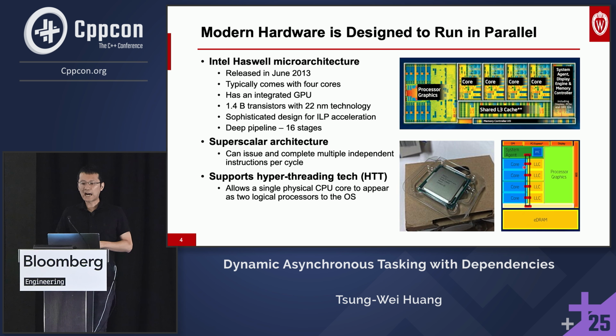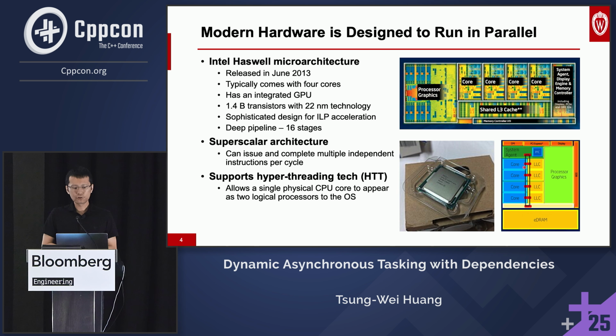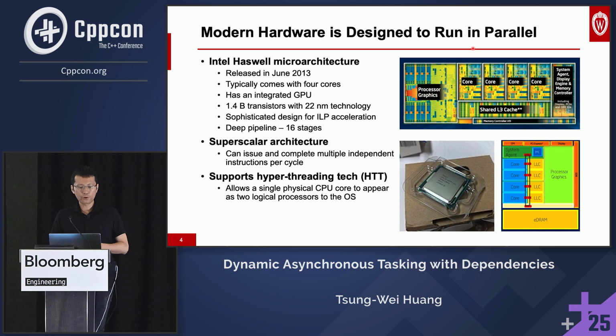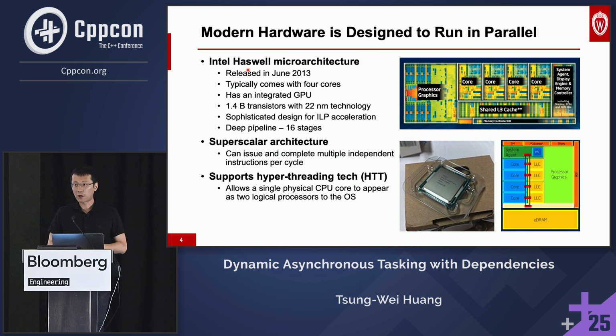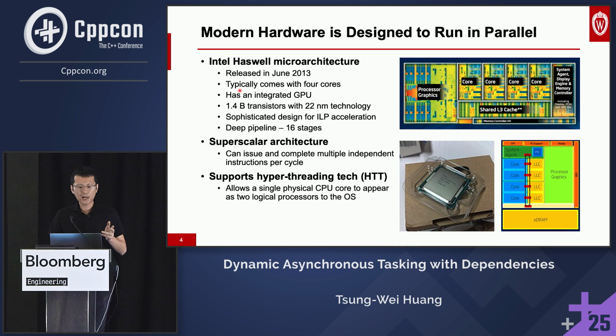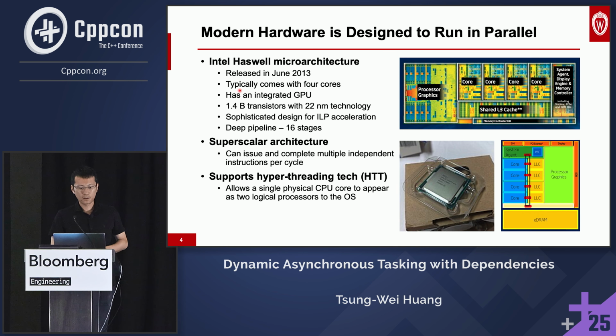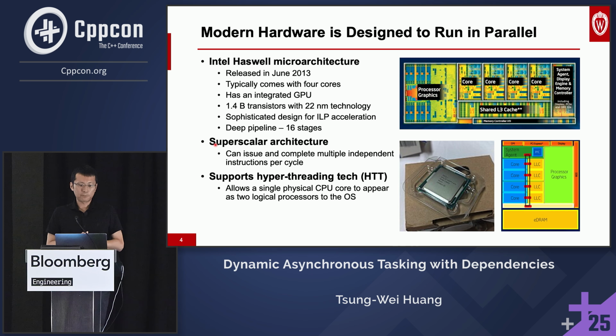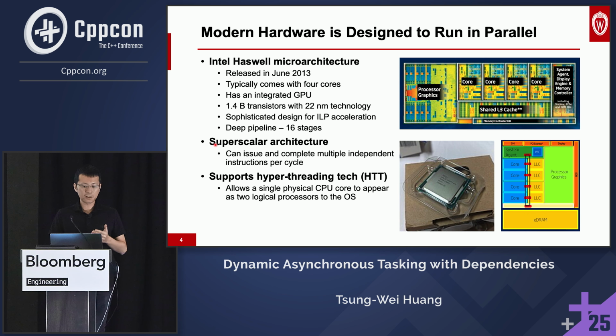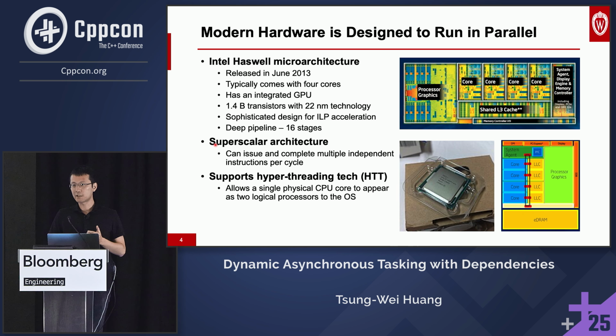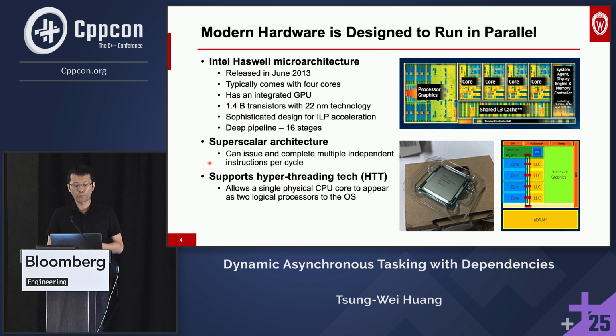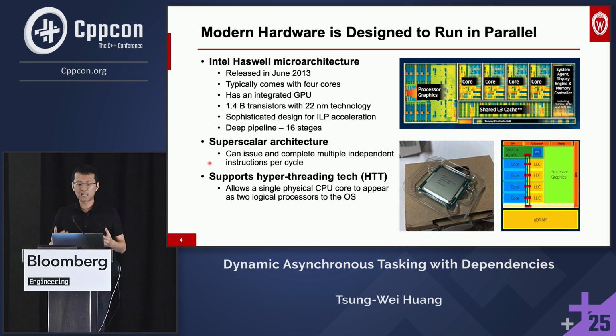More importantly, modern hardware has been designed to run in parallel just for performance. For example, here I am showing you an Intel Haswell microarchitecture that was released in early 2013. It typically comes with 4 cores. It has one integrated graphics processing unit on chip. In terms of architecture, it is based on the superscalar architecture, so basically, it can issue and complete multiple independent instructions per cycle. It also supports hyper-threading technology that basically allows a single physical CPU core to appear as 2 logical processors to the operating system.